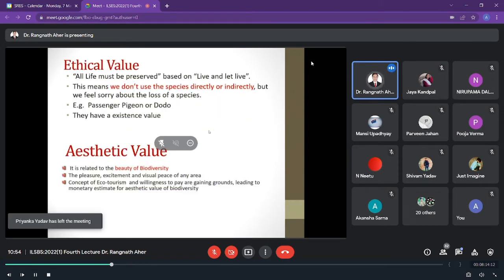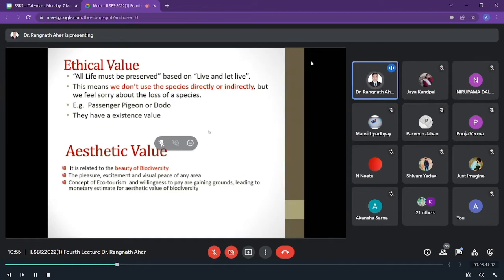Next point is the ethical value. See, what is the ethical value? All life must be preserved based on live and let live. It is the ethical value. This means we don't use the species directly or indirectly, but we feel sorry about the loss of species. For example, the pigeon or dodo, they have existence value.